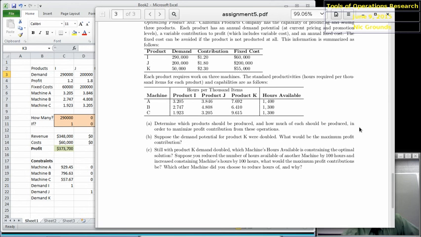Okay. All right, let's do part C. Still with product K demand doubled, which machine's hours available is constraining the optimal solution? So we talked about that. It's machine A whose hours are constraining. Suppose you reduced the number of hours available of another machine by 100 hours and increased the constraining machine's hours by 100. That is, imagine we could take people who work on some other machine and assign them to working on machine A, and technically have more available capacity for machine A, that more hours of work it could do, more people working with it. What would the maximum profit contributions be? Which other machine did you choose, and why?